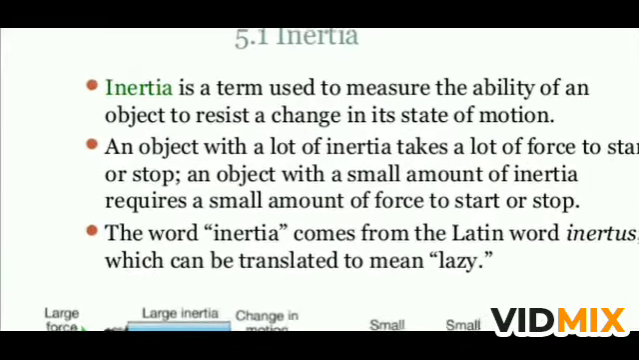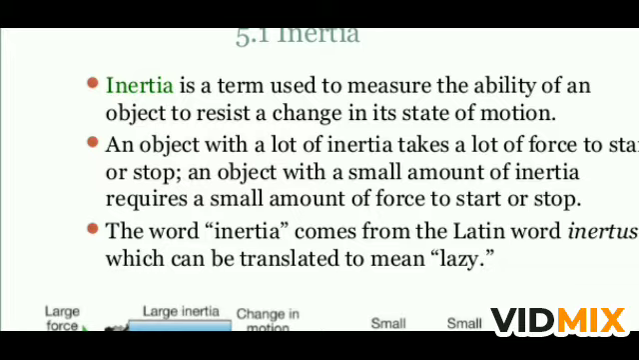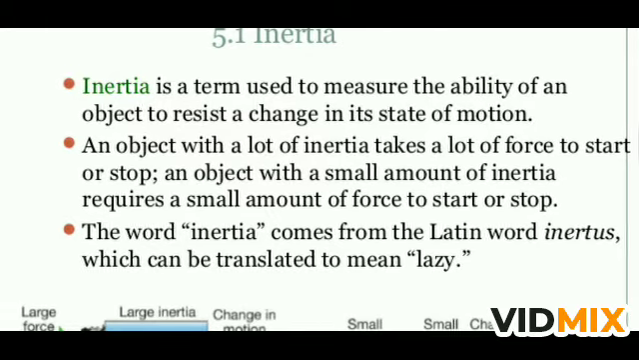Now what is inertia? Inertia is a term used to measure the ability of an object to resist the change in its state of motion. An object with a lot of inertia takes a lot of force to start or stop. An object with a small amount of inertia requires a small amount of force to start or stop. Means inertia is the inability to change its state by itself. If the body is in a state of motion, it will continue its state. If the body is at rest, it will continue the state of rest unless a force is applied. Inertia is a word which has come from the Latin word which means lazy.